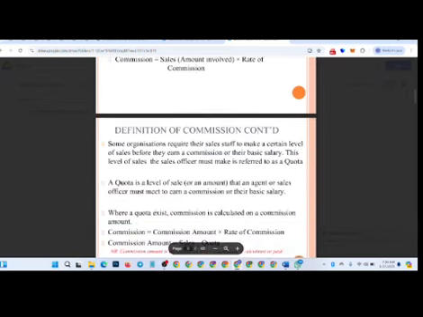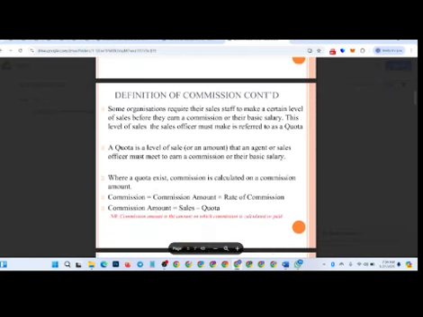So over here we have two formulas for calculating commission. The first one is sales times rate, and the other one has to do with quota. Let's look at some key words here. Some organizations require their sales staff to make a certain level of sales before they earn a commission or their basic salary. This level of sales the sales officer must reach is referred to as a quota. A quota is a level of sales or an amount that an agent or sales officer must meet to earn a commission or their basic salary.